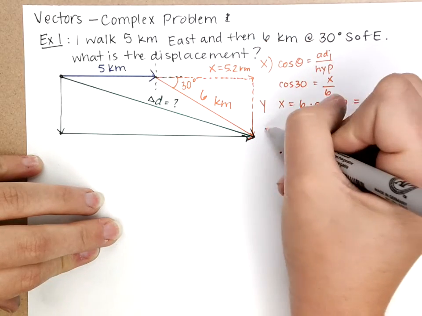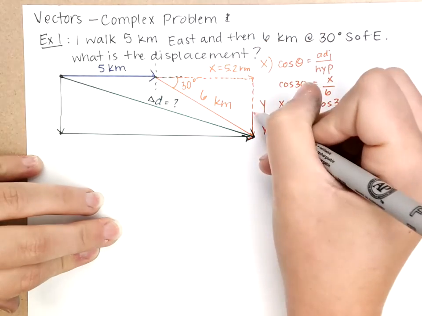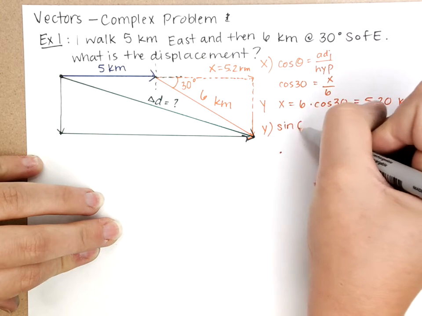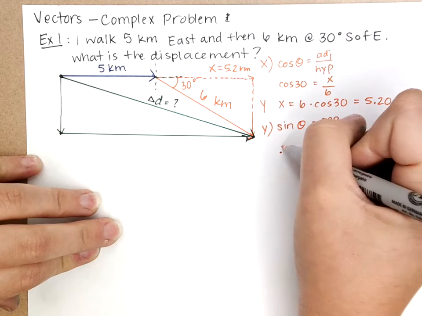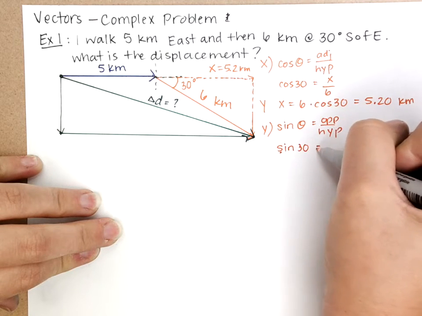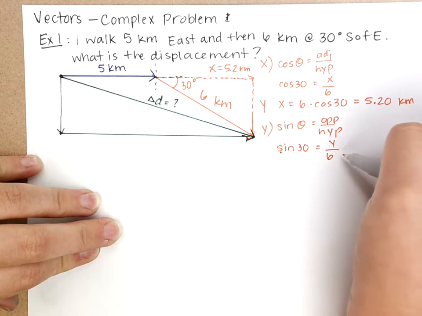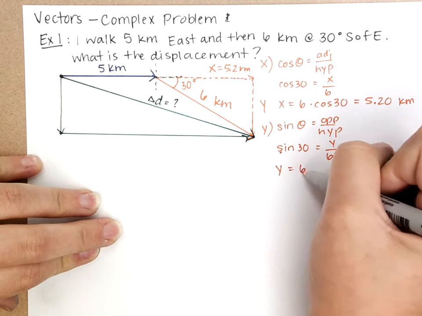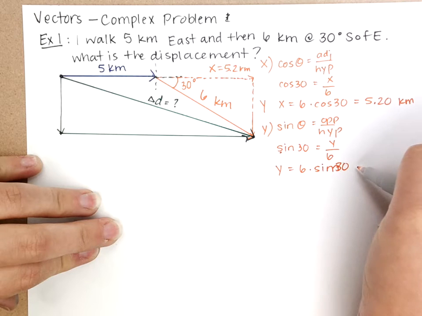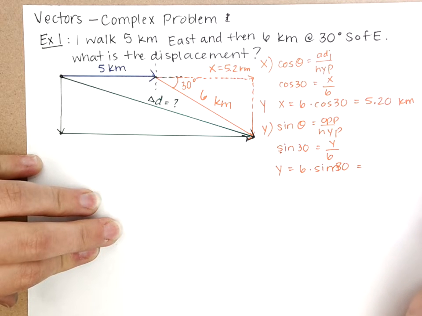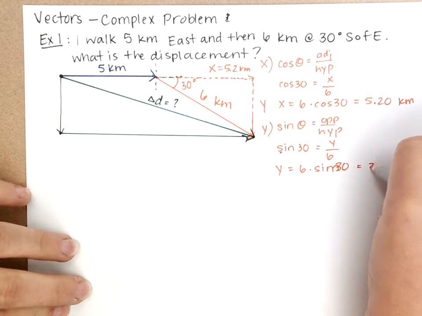Now let's solve for y. So this is the opposite of the angle, so we're going to use sine theta equals opposite over hypotenuse. We get sine 30 equals y over 6. You get y equals 6 times sine 30. Go ahead and put that in your calculator. You should get 3.0.